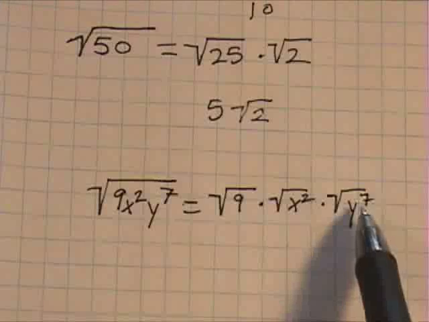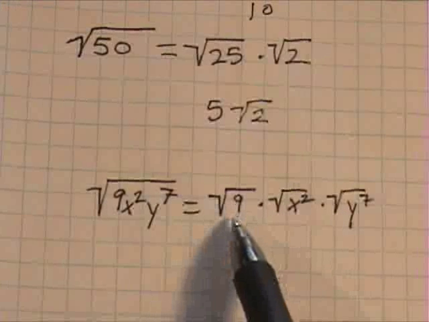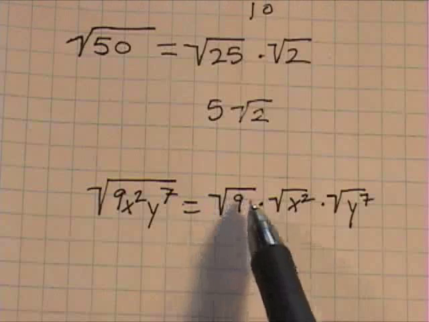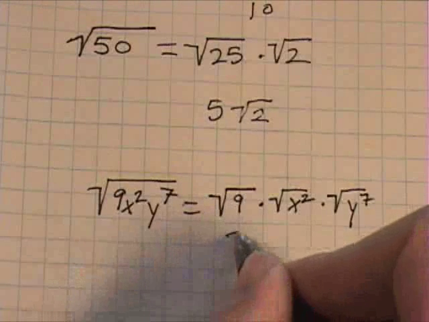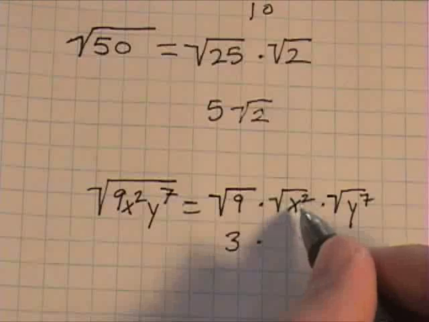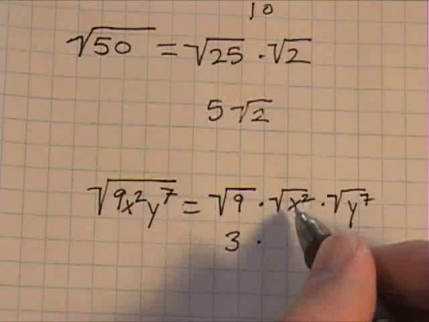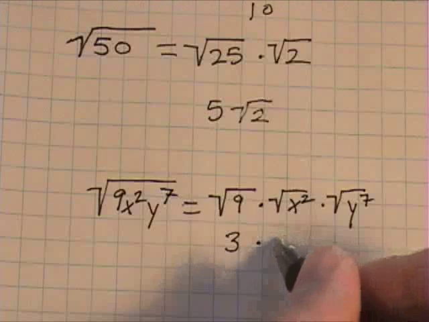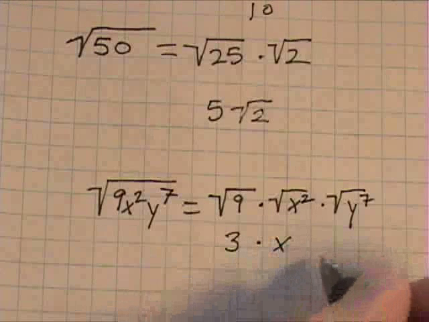Do any of these simplify down? Well, this one does. We know that 3 times 3 equals 9. So this is a perfect square. We can simplify this down to 3. This one here is easy. x multiplied by x is x to the 2nd power. So it's going to just become x.